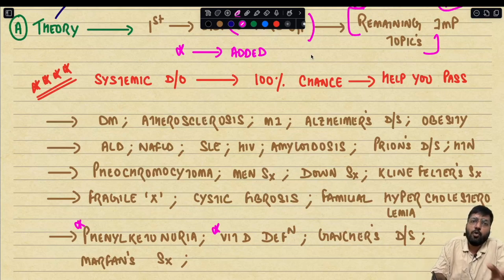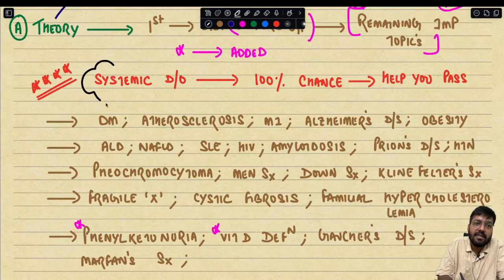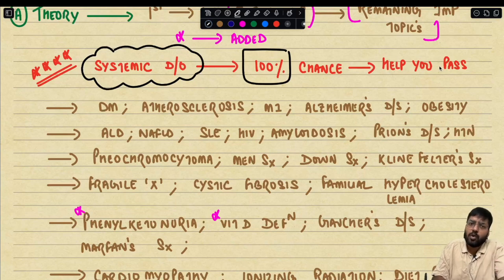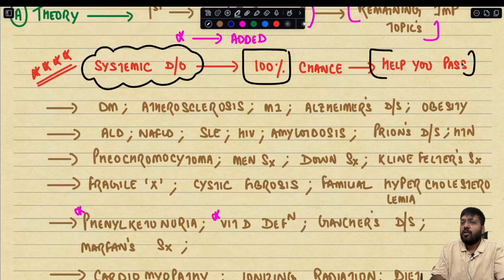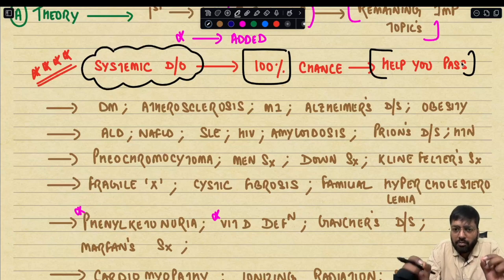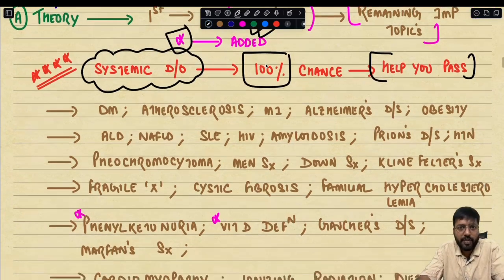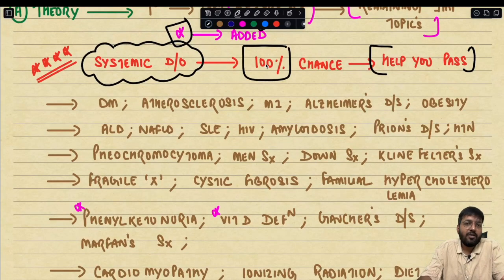The first important group of topics that I am going to discuss is the systemic disorders. These are certain questions where there is a 100% chance that they will come, and they are the easiest and most basic questions, always included in the paper because they want you to pass. These are the questions that are going to help you pass, and you should not miss them. Whatever was already there in the last year, they are there, but there are certain questions being added in this group from this year that I am going to share with you. So what are these important systemic disorder questions?